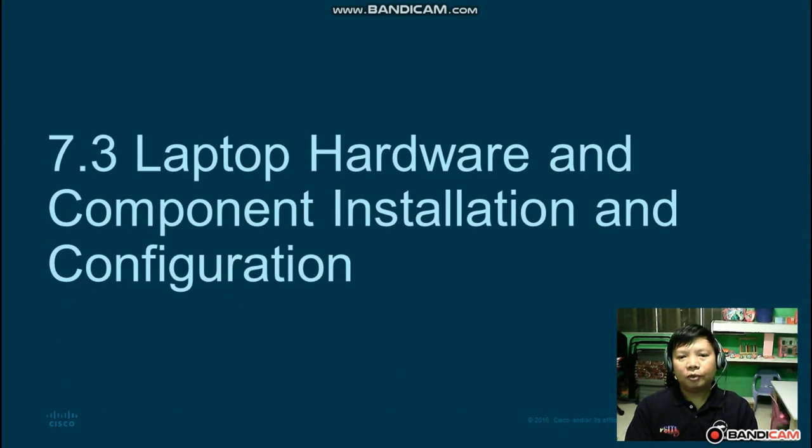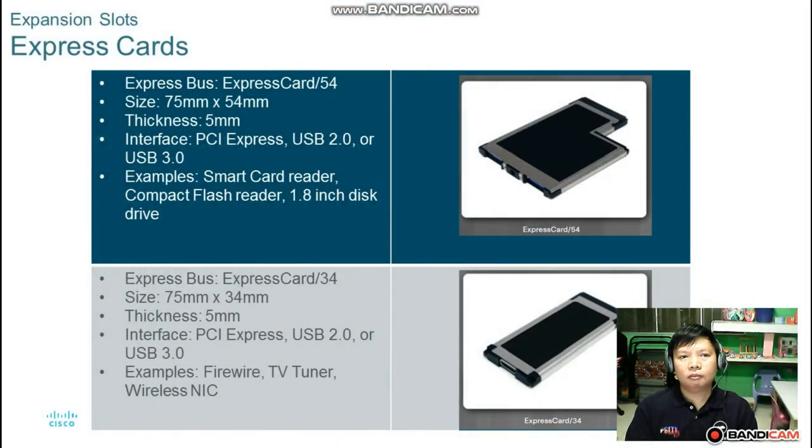7.3 Laptop hardware and components installation and configuration. Expansion slots and ExpressCards. Express bus, ExpressCard/54: size 75 millimeters by 54 millimeters, thickness 5 millimeters, interface PCI Express, USB 2.0 or USB 3.0. Examples: smart card reader, CompactFlash reader, 1.8 inch disk drive. Express bus, ExpressCard/34: size 75 millimeters by 34 millimeters, thickness 5 millimeters, interface PCI Express, USB 2.0 or USB 3.0. Examples: FireWire, TV tuner, wireless NIC.